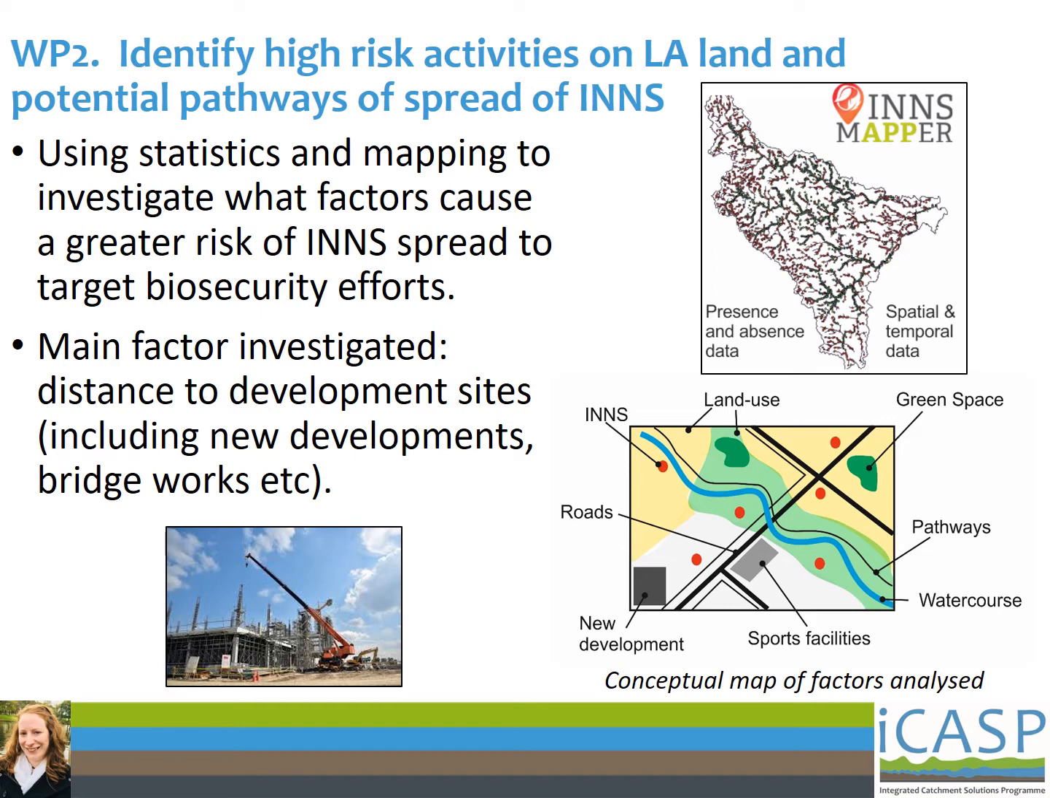Data from INS Mapper was used to inform the presence or absence of 3 key species across the Aire, Calder and Don catchments: Japanese knotweed, giant hogweed and Himalayan balsam. These species were chosen due to their prevalence in the region.